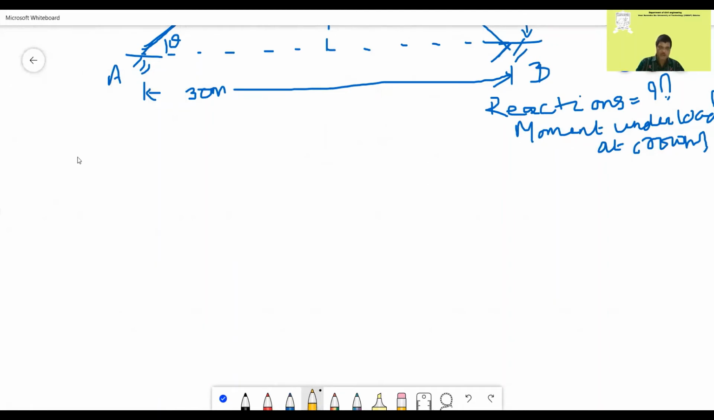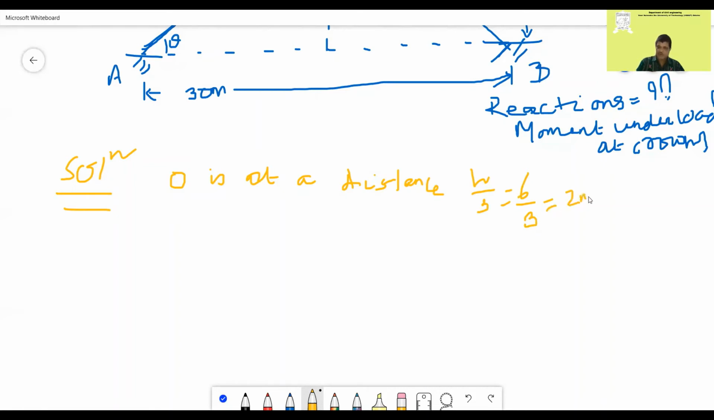Come to the solution of this problem. Now where will this O be? O is the elastic center. So O is at a distance h by 3 from crown, that we have already solved previously. H by 3 means 6 by 3, that is 2 meter from crown. So elastic center is at a distance 2 meter from crown.